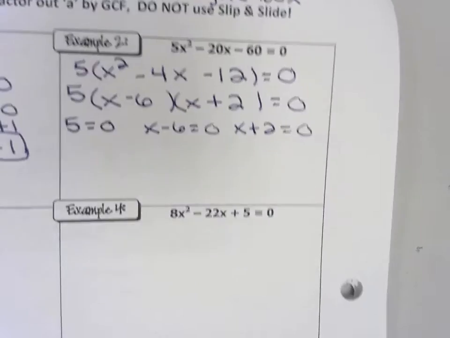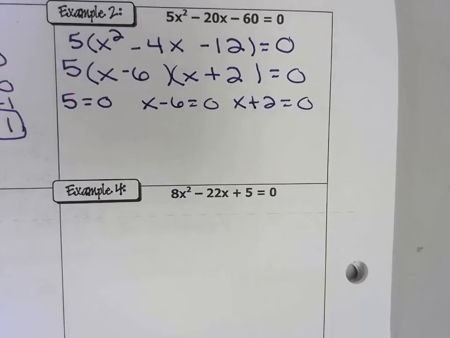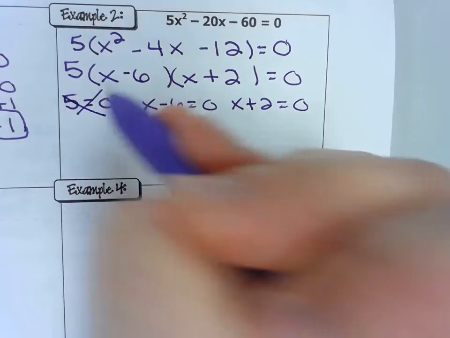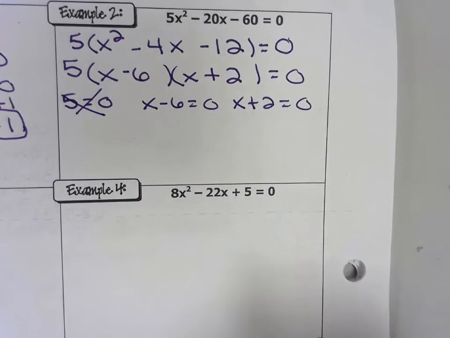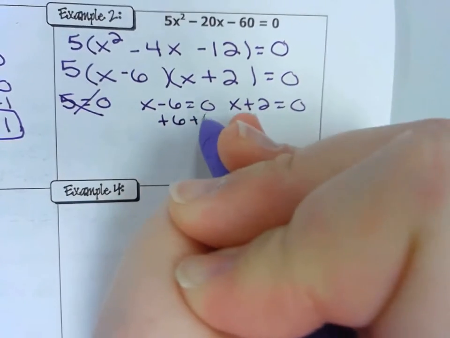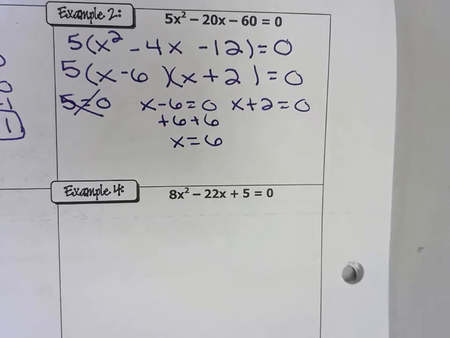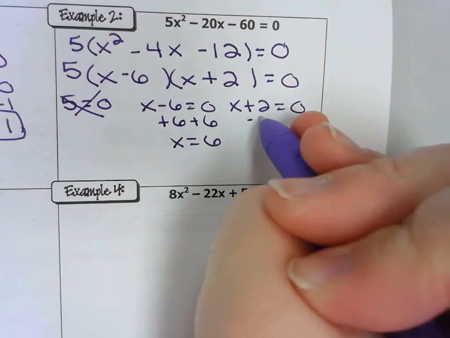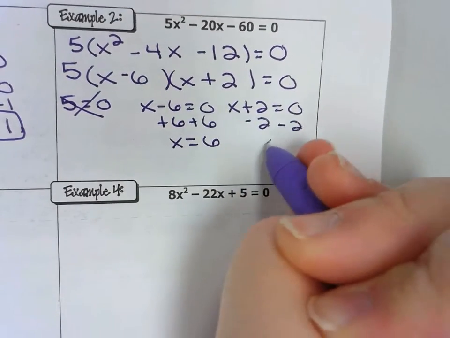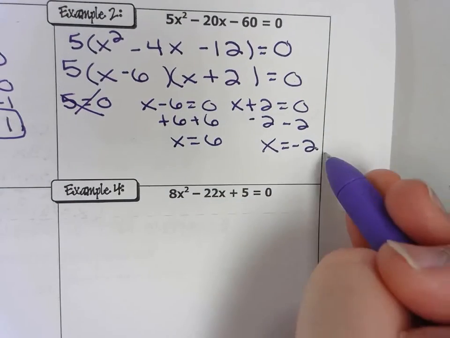So I'm going to take each factor and set it equal to 0. 5 equals 0. Do I have to be worried about 5 equals 0? Nope. Because that's just no solution, so you can just cross it out. X minus 6 equals 0, I can solve. So add 6, x equals 6 is one answer. Subtract 2, x equals negative 2. Those are my two solutions.